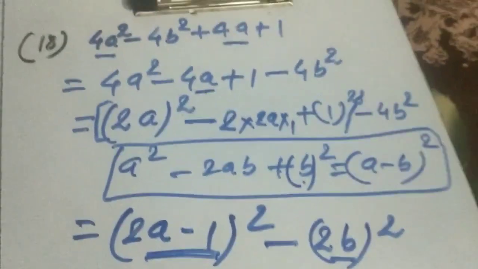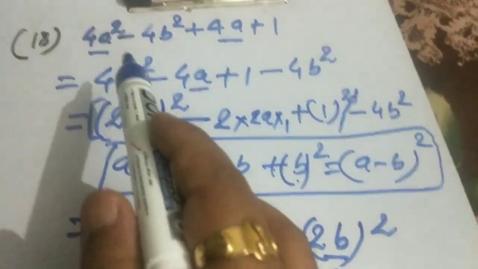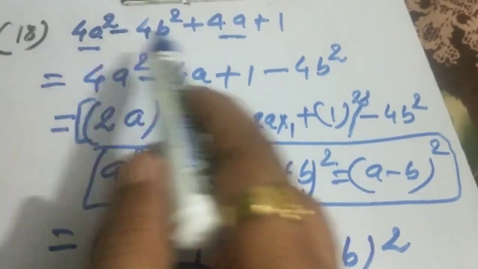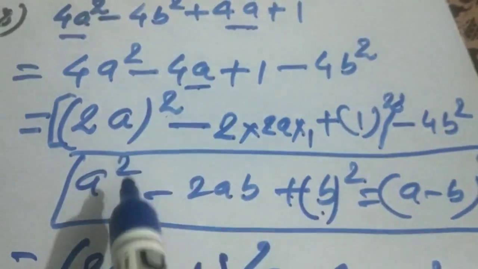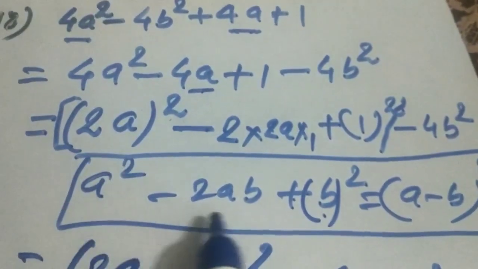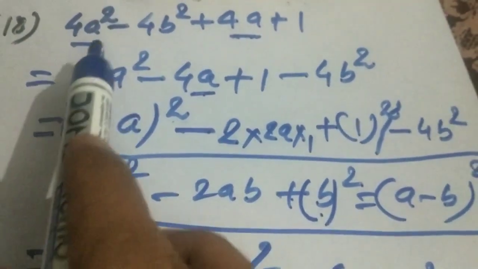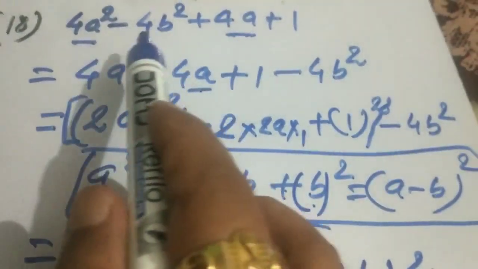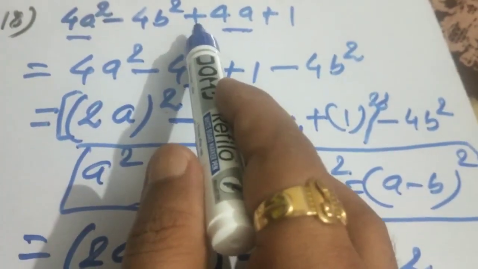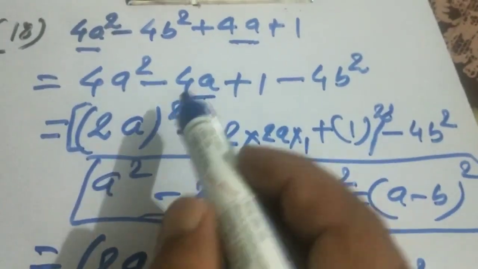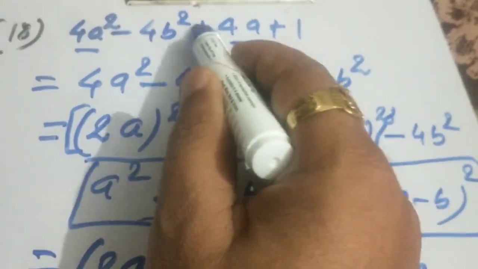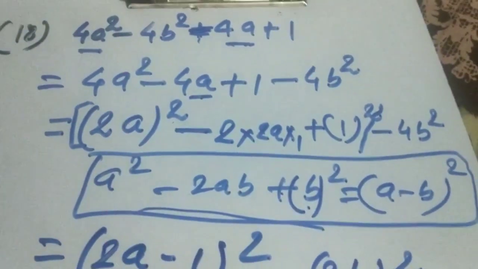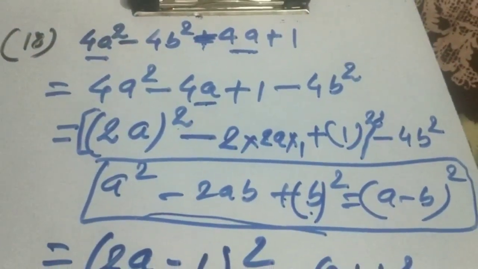So let us see what to do. You have to recognize which term will sit on the identity a square minus 2ab plus b square. If there is a minus sign here and a plus sign here, oh sorry, it is minus, put here minus, then it will be minus 4a plus 1.